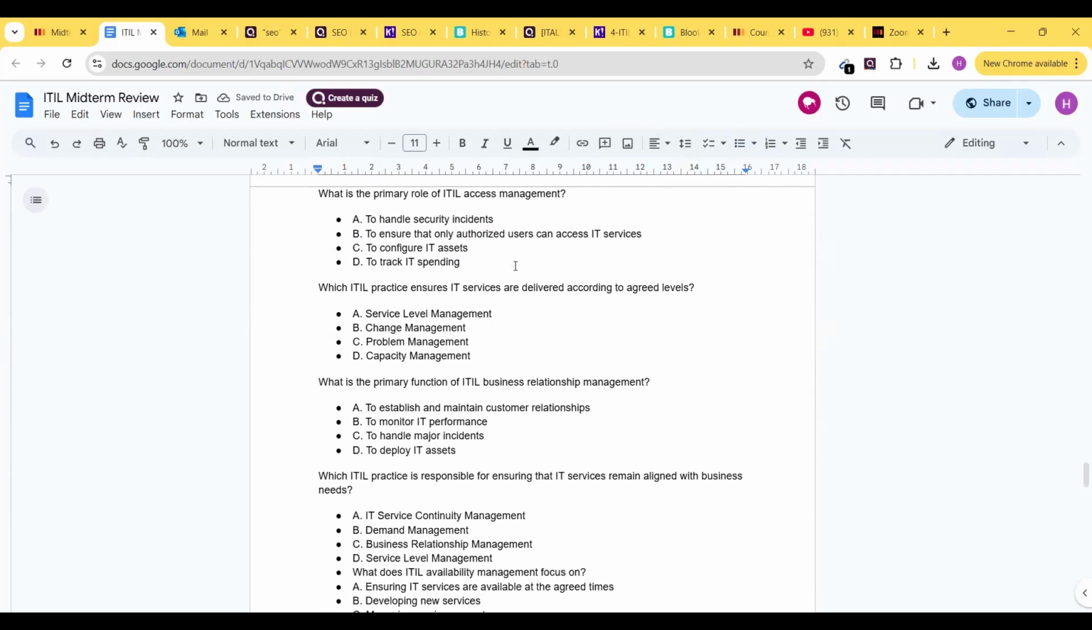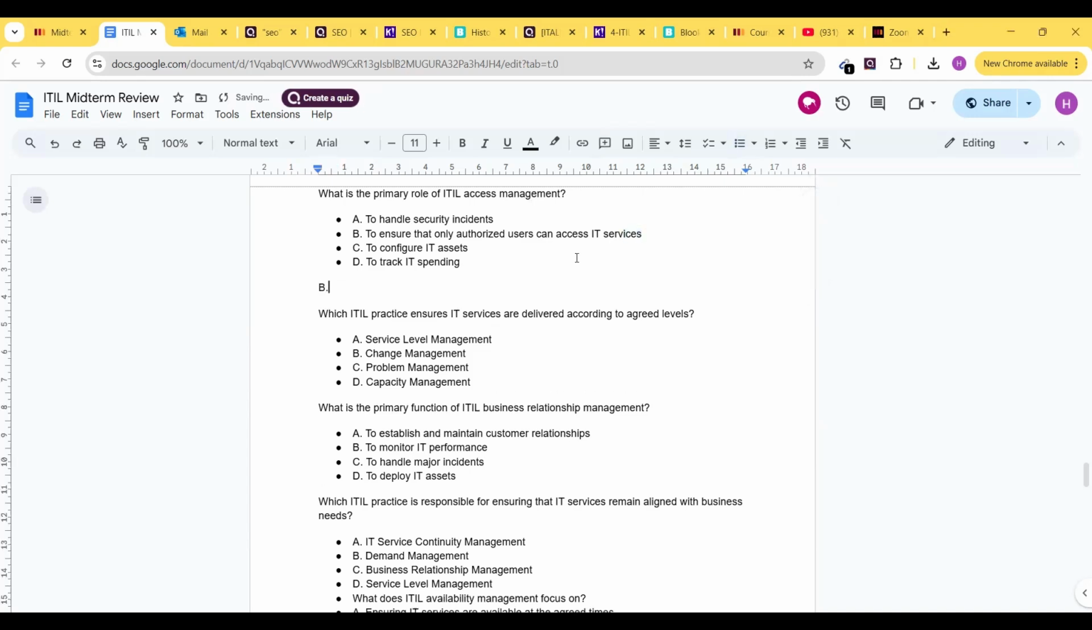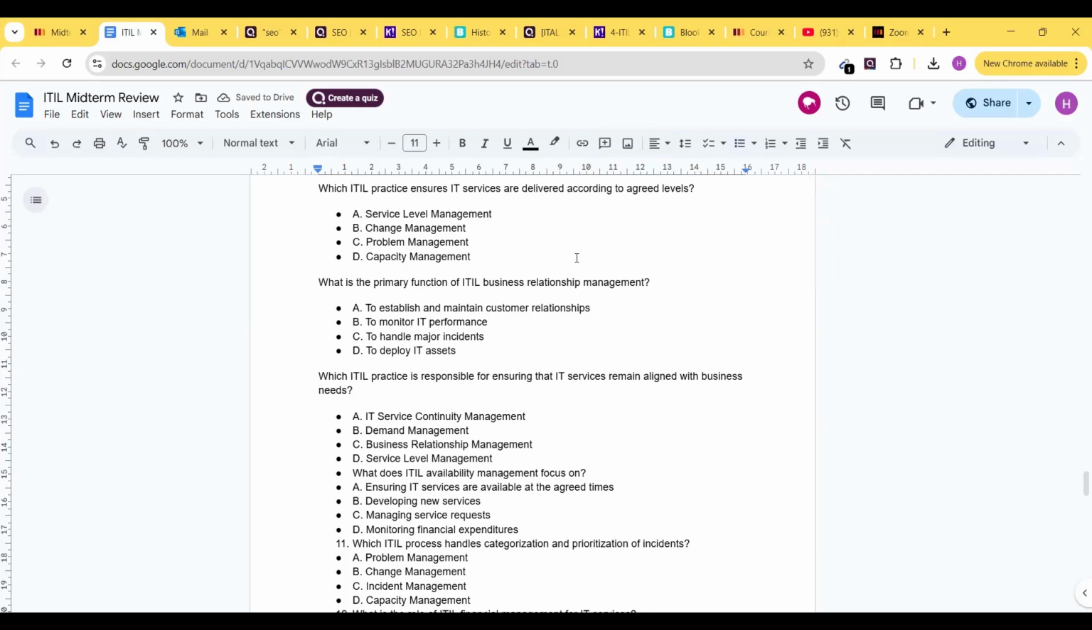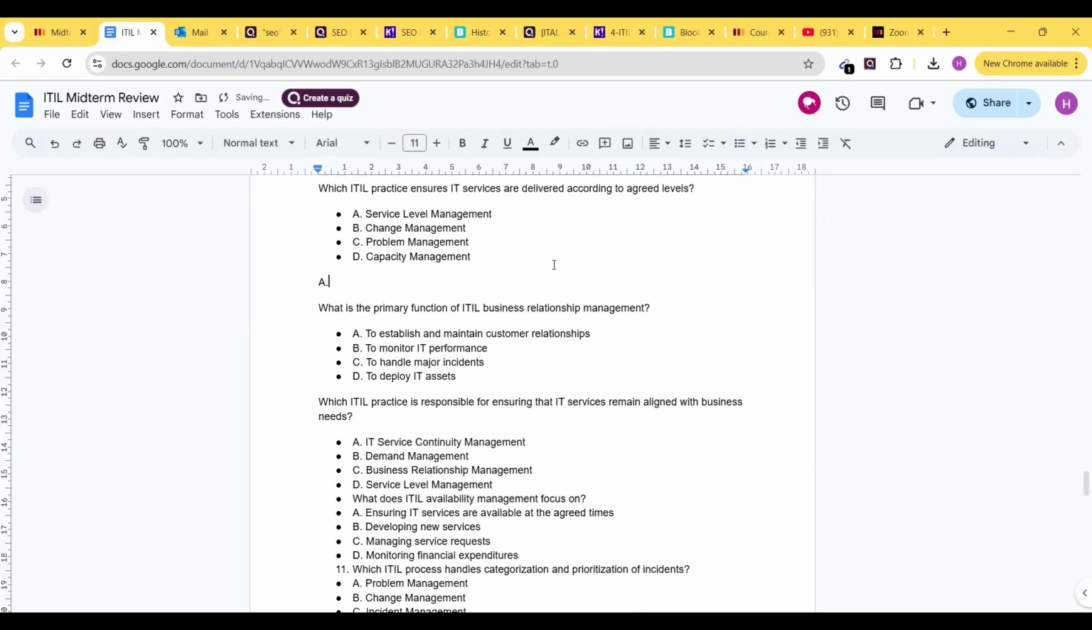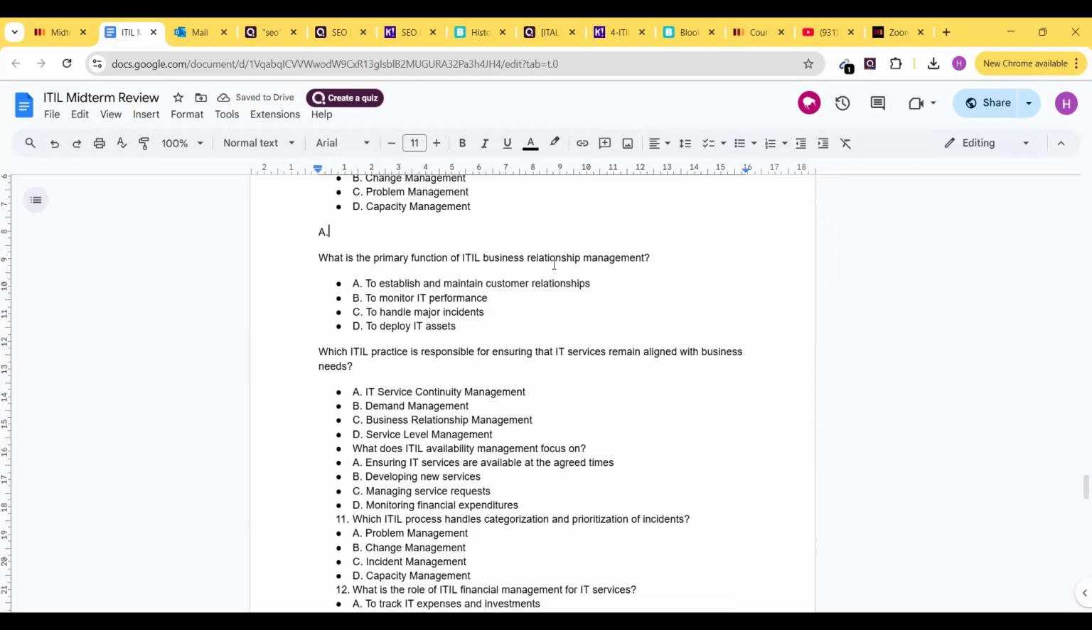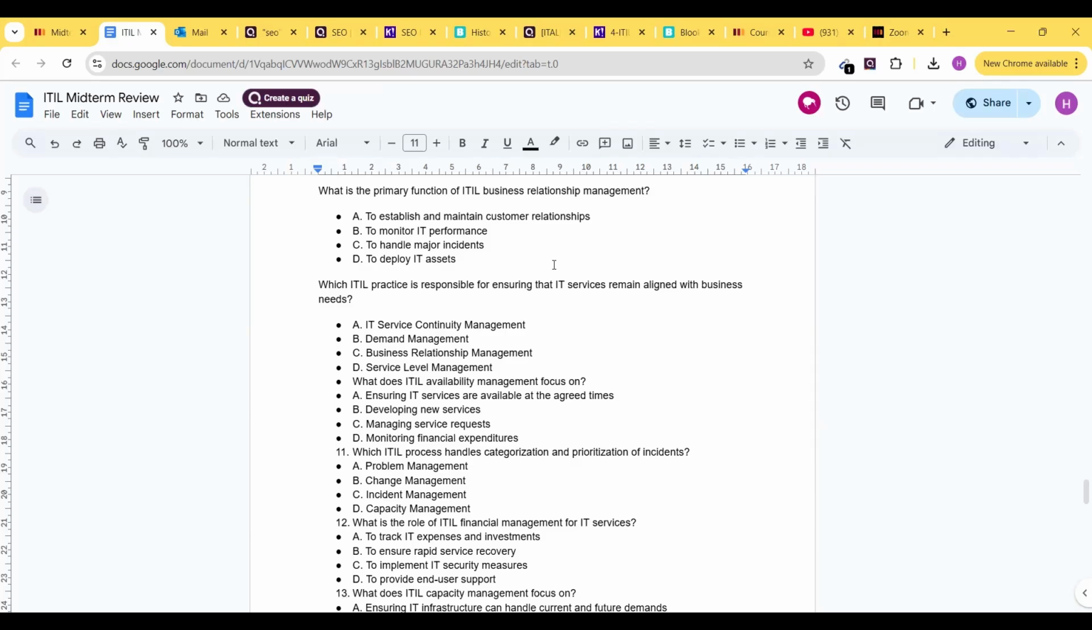What is the primary role of ITIL access management? So to ensure only authorized users can access IT services, correct. Which ITIL practice ensures IT services are delivered upon agreed levels? Yes, A is correct. What is the primary function of ITIL business relationship management?